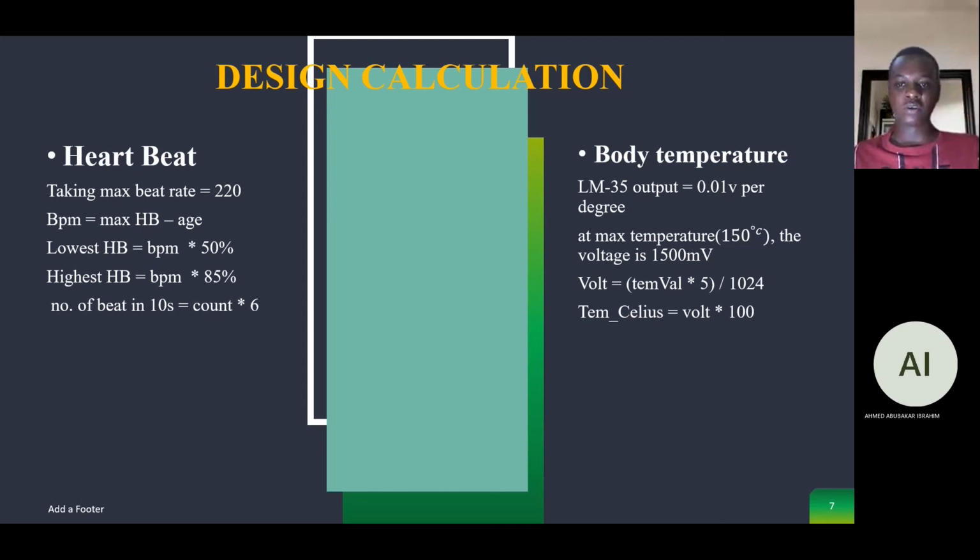So this is the body temperature calculation whereby 0.1 volt is per degree Celsius, and also the volt is multiplied by 100 for us to have the range of temperature.